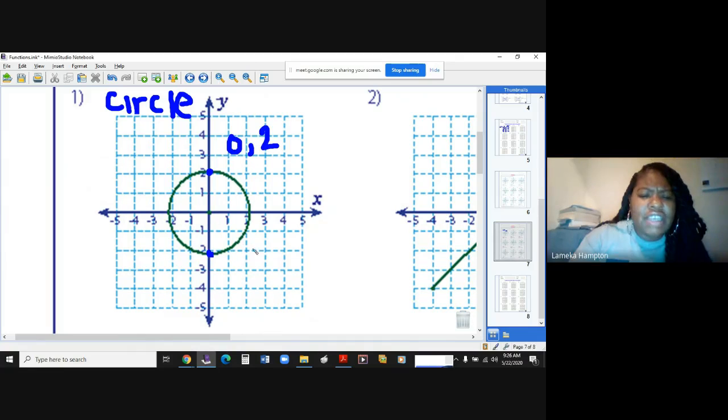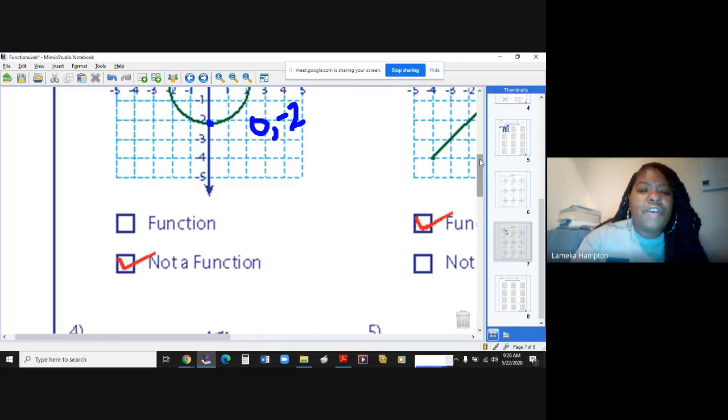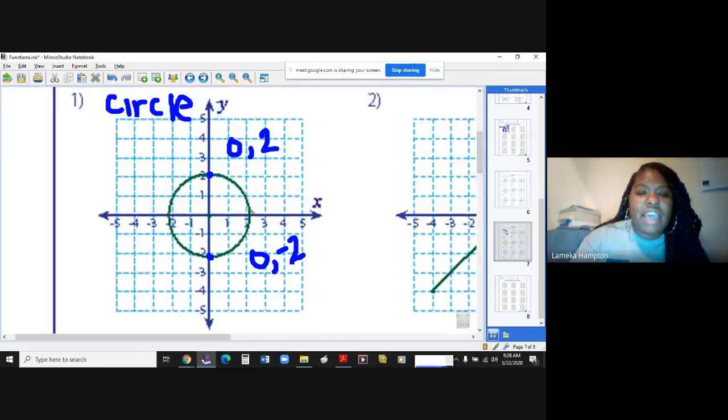This point is 0, negative 2. So because I have the same x value, which is 0, that is not a function. And we're going to prove that right now. See, not a function. It is not a function again because I have the same x value. Okay, so remember, if you have the same x value, you do not have a function. If you have the same y value, then you have a function. It's okay. So you got to know the difference between your x's and your y's.